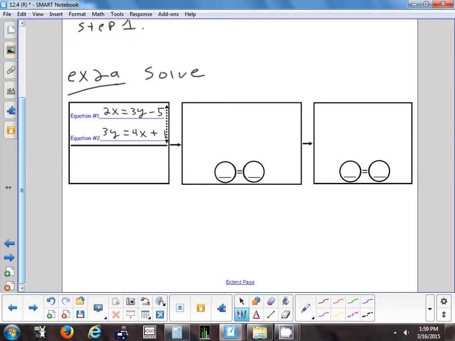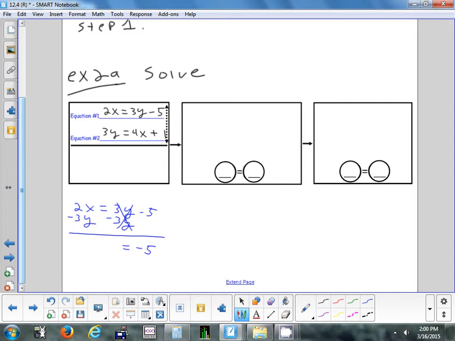Okay, let's look at this first one. We have 2x equals 3y minus 5. Before I even start solving it, I have to rearrange it. What should I put on the other side? The 3y. The negative 5, I'm going to leave where it is. How do you move the 3y? Subtract it. Perfect. I'm just writing that down below, and then we'll bring it back up afterwards. What's 3y minus 3y? 0. What's on the right side now? Negative 5.